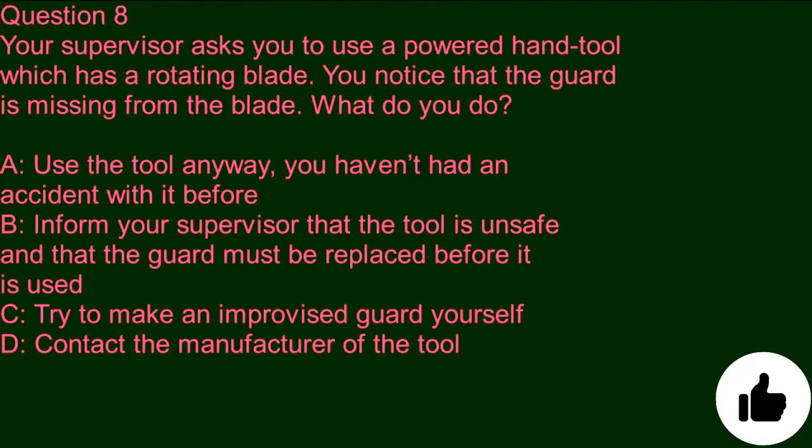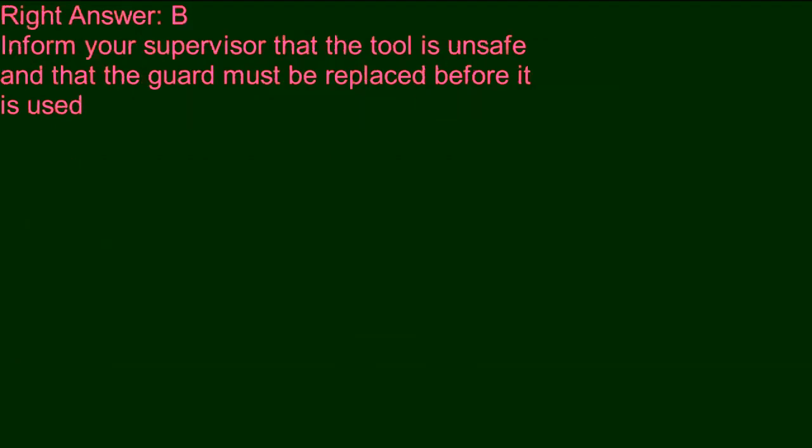Question 8. Your supervisor asks you to use a powered hand tool which has a rotating blade. You notice that the guard is missing from the blade. What do you do? A. Use the tool anyway, you haven't had an accident with it before. B. Inform your supervisor that the tool is unsafe and that the guard must be replaced before it is used. C. Try to make an improvised guard yourself. D. Contact the manufacturer of the tool.